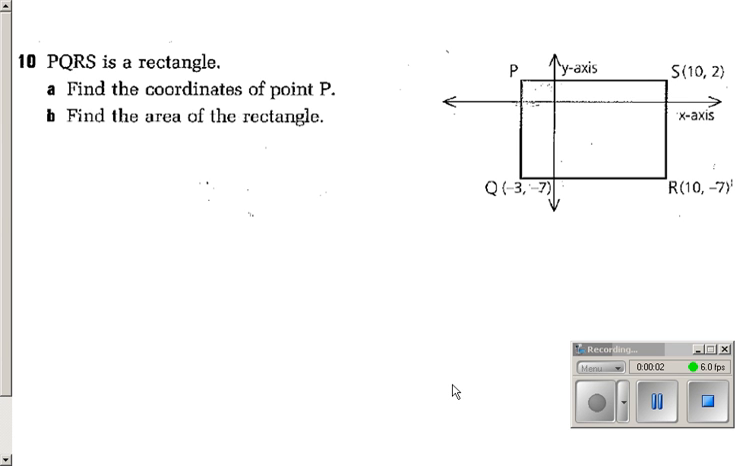Okay, this is problem 10 from section 2.1. We're also going to do 14 from the same section. Problem 10 asks you to find the coordinate of point P and then asks you to find the area of the rectangle. Well, first things first, the coordinate of point P.